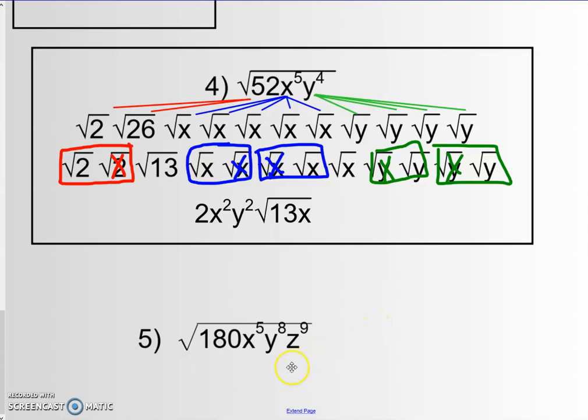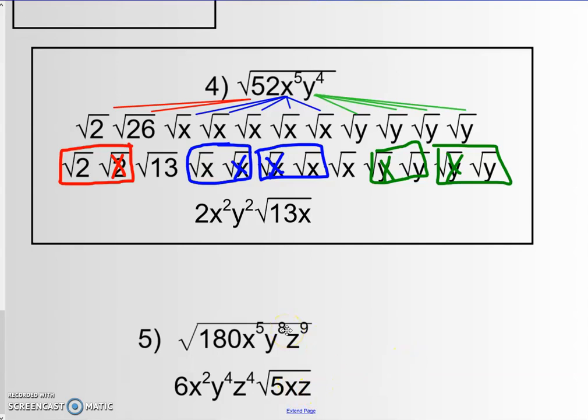Hey, welcome back. I hope you paused the video, and this is the answer you should end up getting. 6x squared, y to the 4th, z to the 4th, and left behind under our square root is a 5xz.